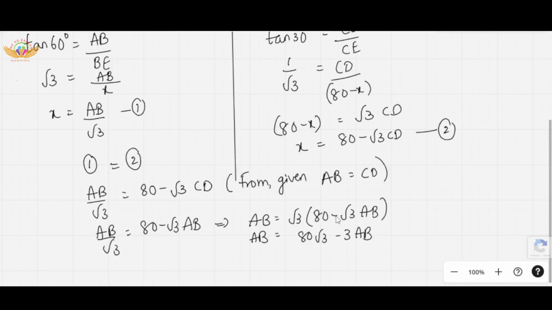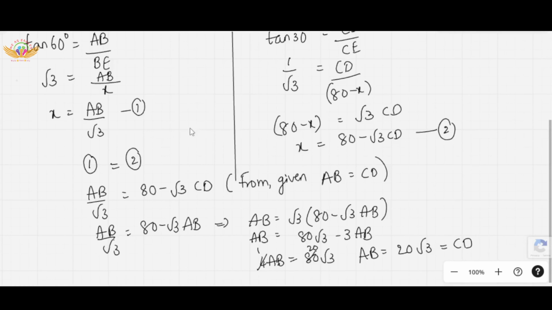So bring all the AB terms one side. So it becomes 4AB is equals to 80 root 3. So 4 ones are 4, 4 twos are 8... So AB is how much? We got 20 root 3. Nothing but it is equal to CD only. We got the height now directly.